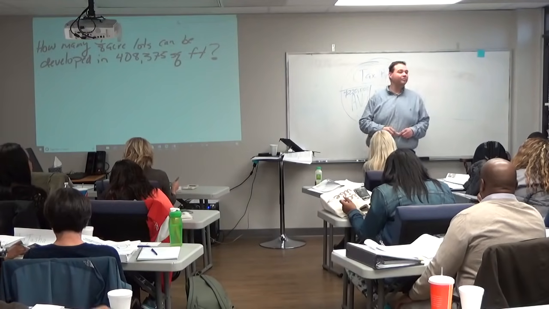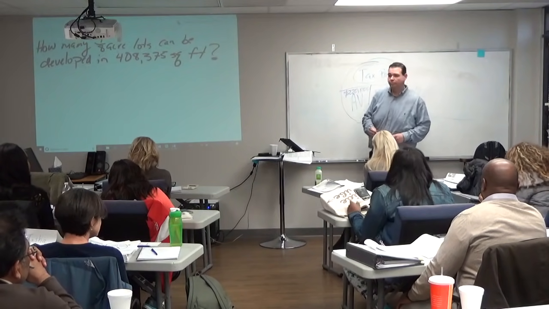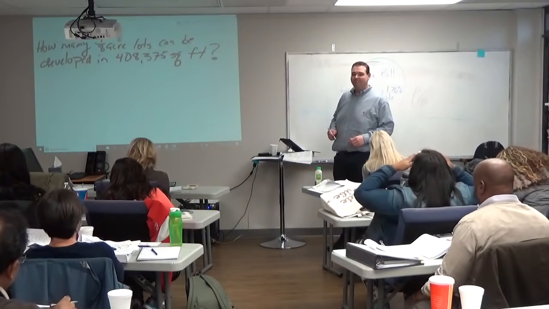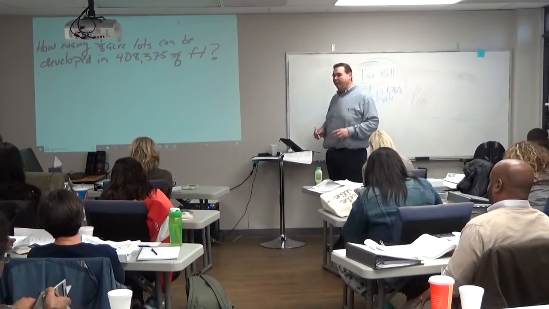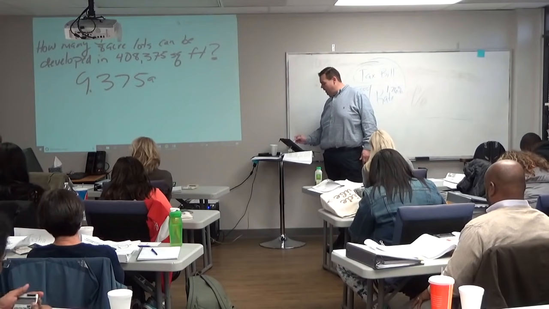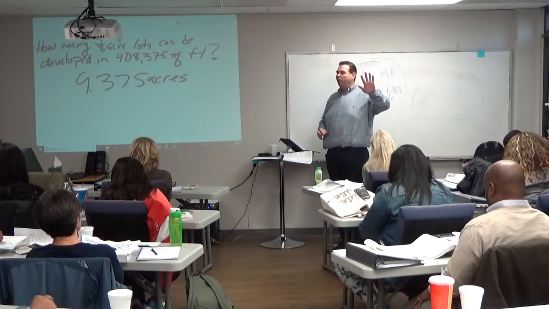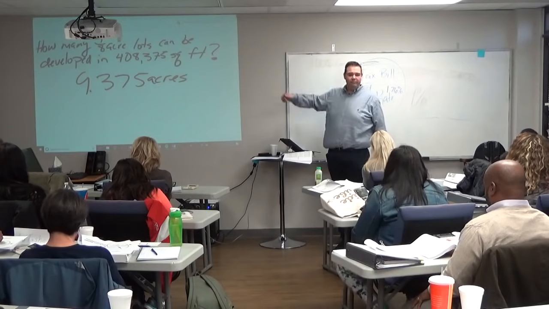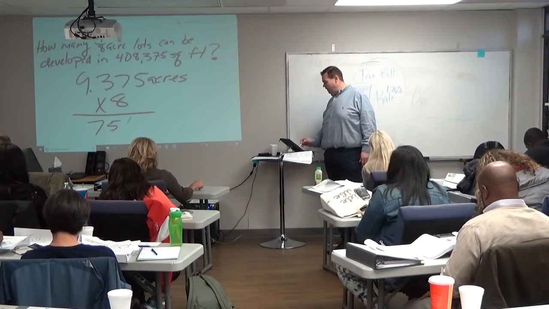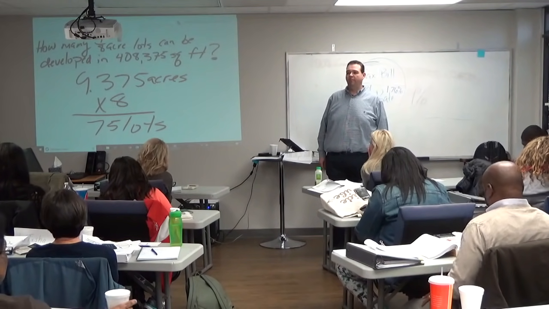The way that I think about it, that helps, just a reciprocal. How many lots we got? 75 lots. Because when you break that down to acres, it's 9.375 acres. And for every 1 acre, I have how many lots? 8. So to tell me how many lots that equals, what do I need to do with that? Multiply by 8. And if you do that, that is what? 75 lots.